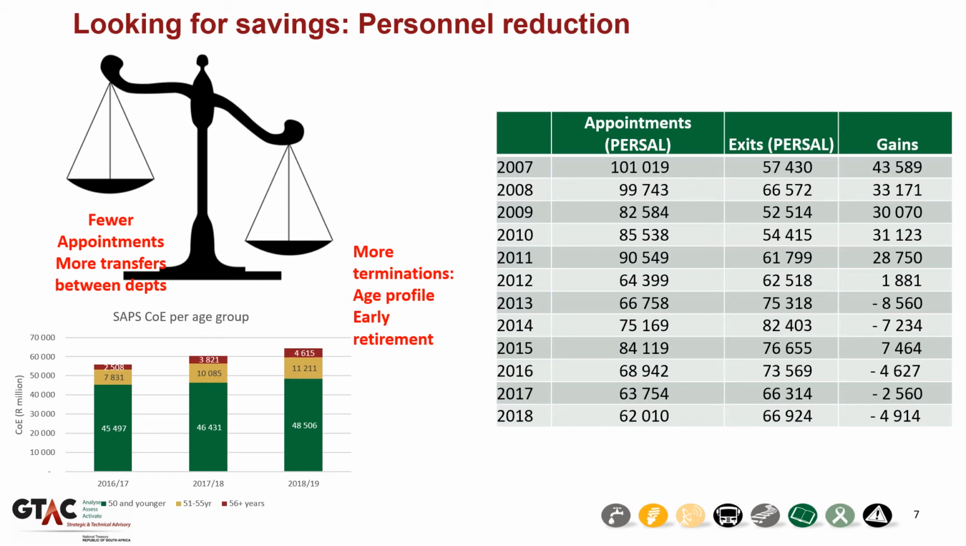The age profile gives an indication of possible savings in the age group 55 plus. These are the candidates for early retirement and retirement. In SAPS alone, 4.6 billion rand was spent on COE in the 56 plus age group in 2018-19.